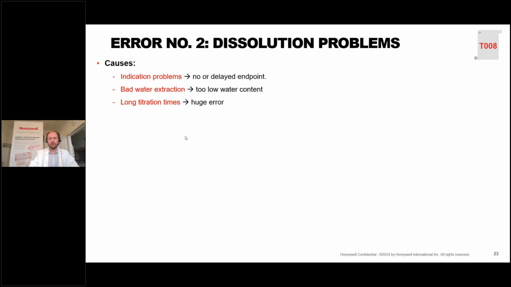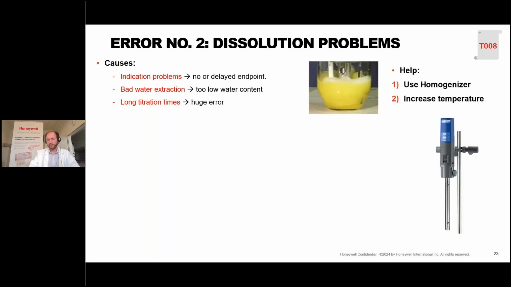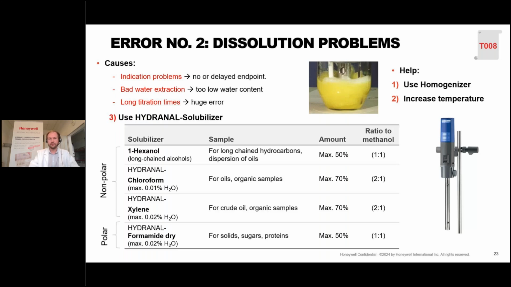increasing the overall error. And to solve the solution problems, you could either use a homogenizer or you can increase the temperature. This is also often very helpful. Additionally, you can also add solubilizer to the working medium. And here, for example, 1-hexanol, chloroform, and xylene are very helpful to increase the solubility of non-polar samples. And on the other hand, you can use formamide dry for polar samples like salts, sugars, and proteins.